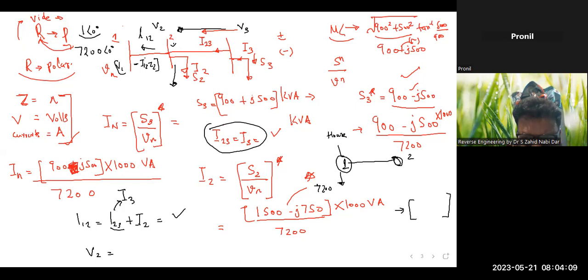I've done it. Tomorrow I will explain to you. This is your house 1, this is your house 2. In between, there is an impedance in the line, Z12. So this 7200, and there is current also. What value of voltage would reach here? That would be 7200 minus I into Z12 reaching house 2. That would be the voltage, V2 would be the voltage at house 2.